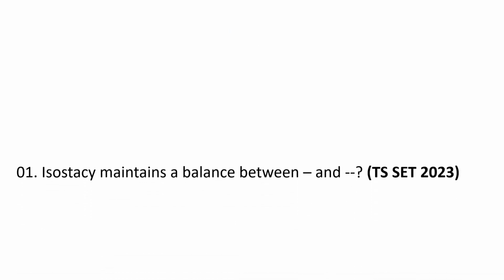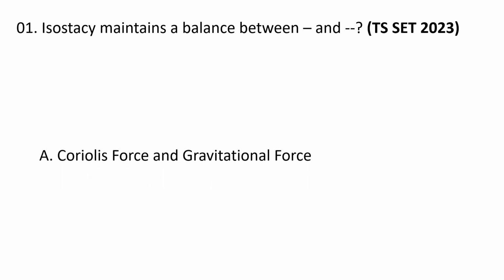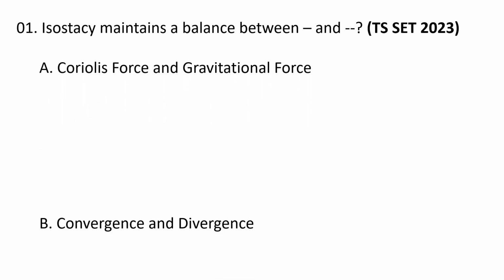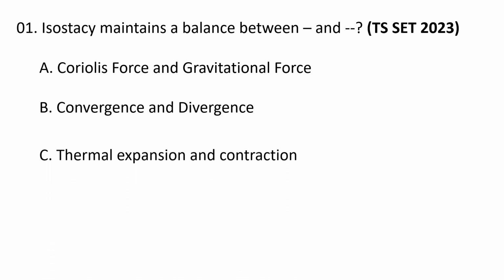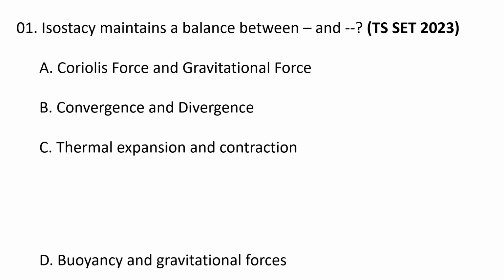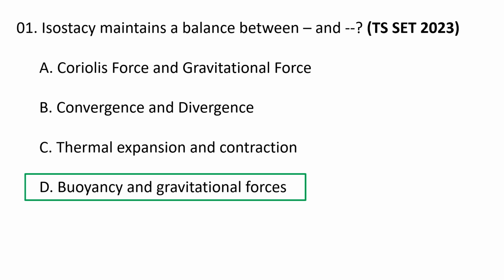First question. Isostasy maintains a balance between what and what? The choices are A. Coriolis force and gravitational force. B. Convergence and divergence. C. Thermal expansion and contraction. And D. Buoyancy and gravitational force. Isostasy is the balance between the downward gravitational force and the upward buoyant force. So that's why D, buoyancy and gravitational force, is the correct answer.